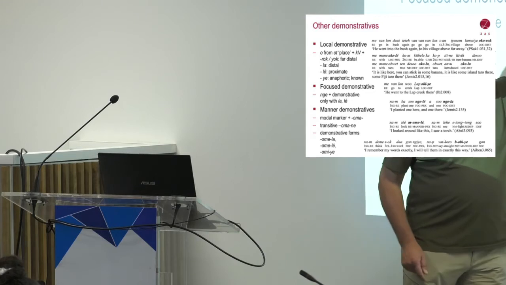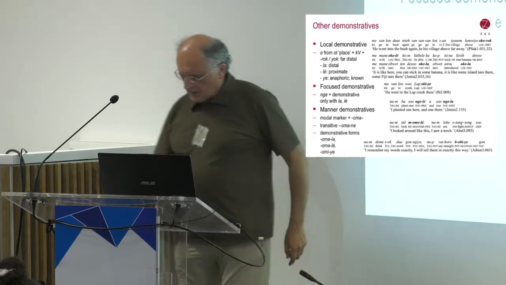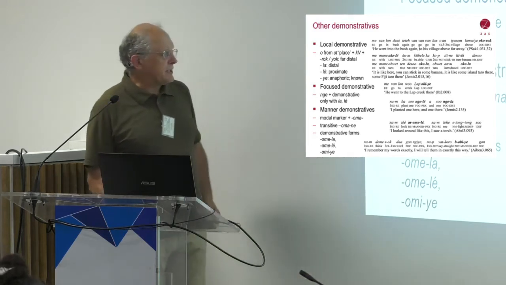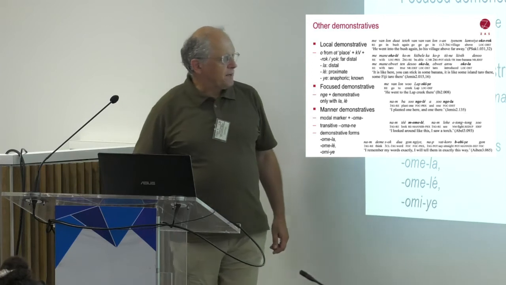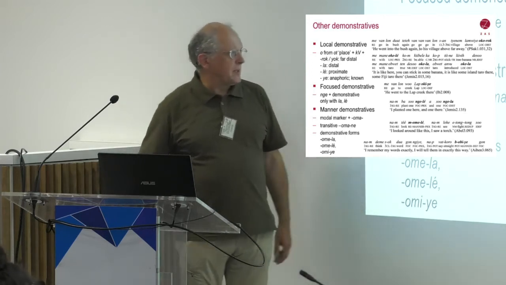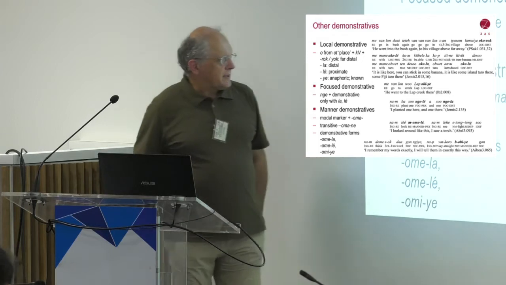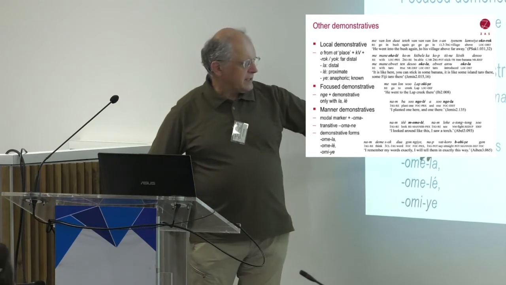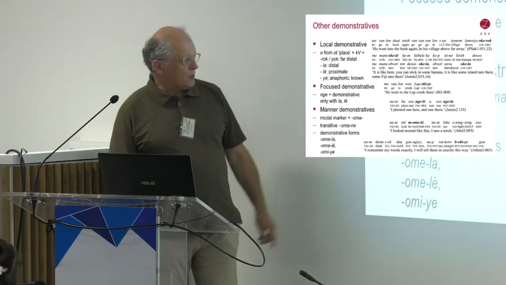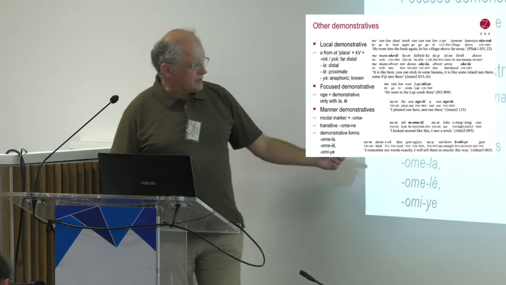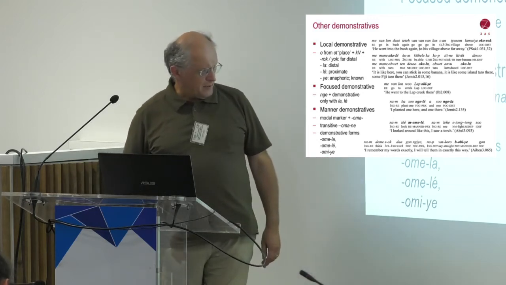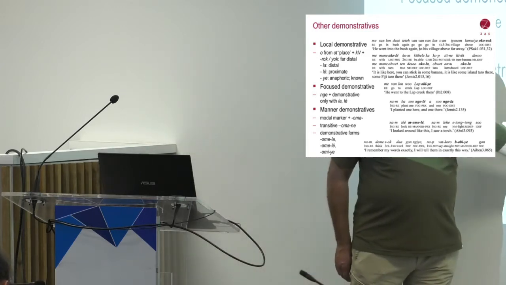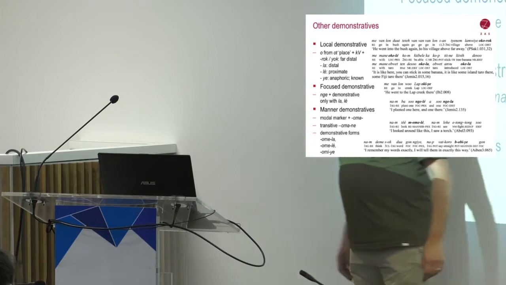So focusing here, focusing there. And we find manner demonstratives. I think they were mentioned already too. So with a verbal root omma that is inflected for modality, which we find in a transitive use omane, but also in these forms omela, omele, omie. Examples would be, for example, I look around like this, momele. Like this.